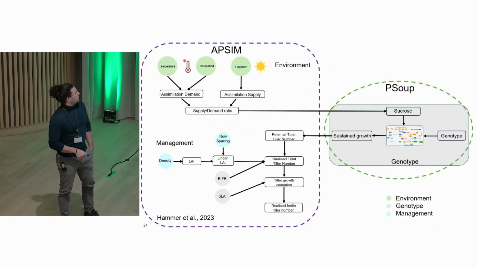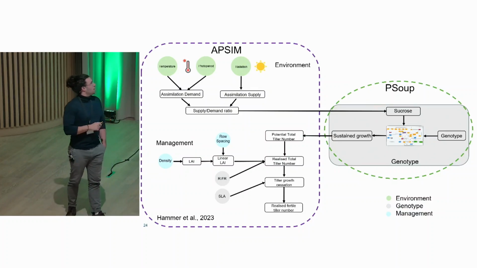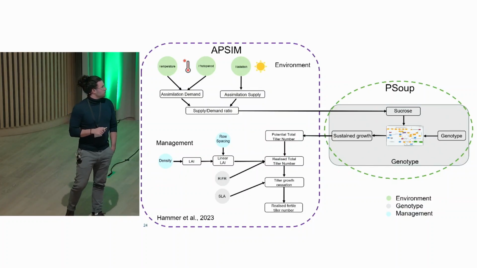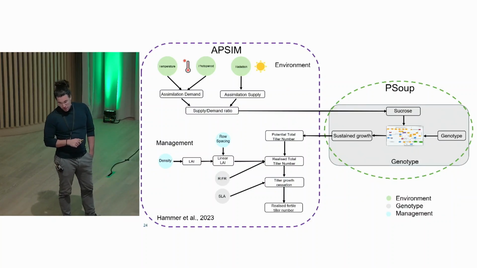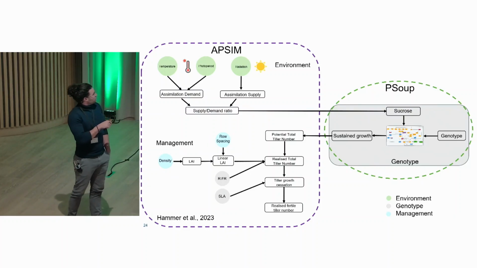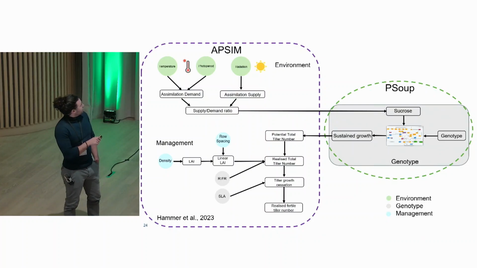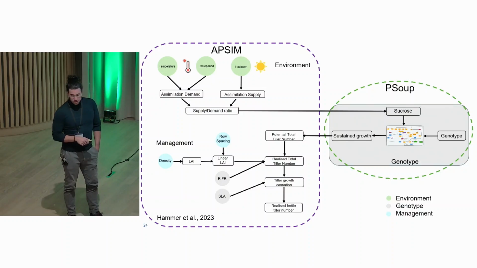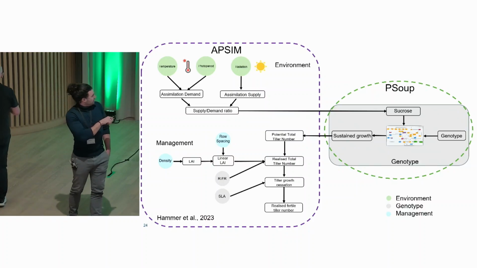And what we did is that then, of course, we calculate the supply-demand ratio still from APSIM, and then this supply-demand ratio we translate it into sucrose, which then goes into our model, and we define a genotype that would give us a sustained growth, and that is translated into the potential total tiller number. Here we did a lot of scaling to translate things from APSIM to the PSoup network, and then all of the others are still the same.